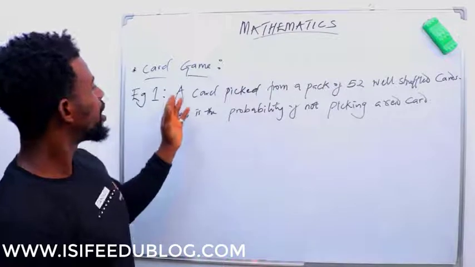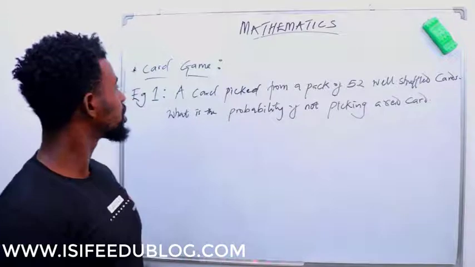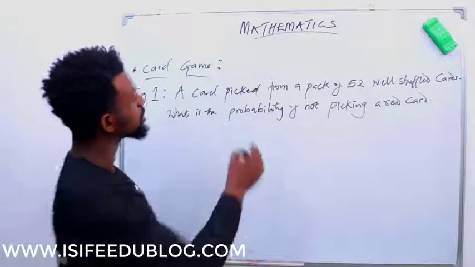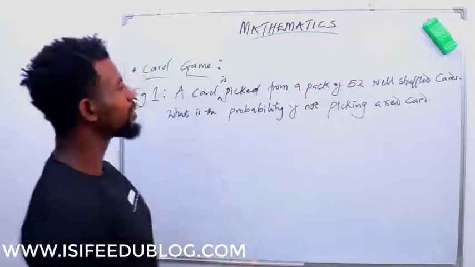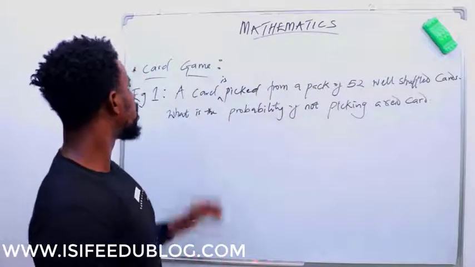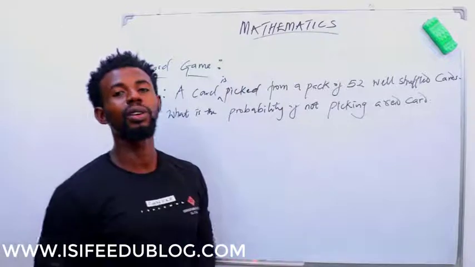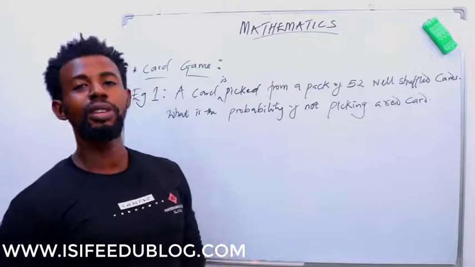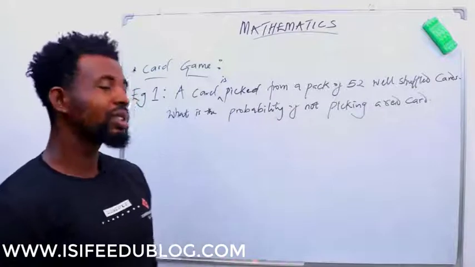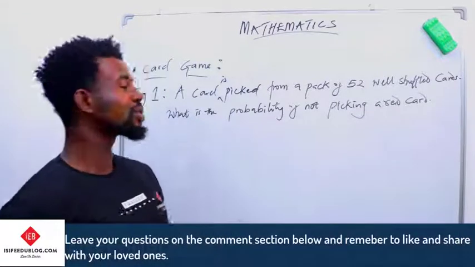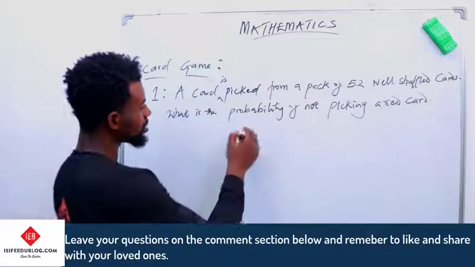Now it says, a card is picked from a pack of 52 well shuffled cards. What is the probability of not picking a red color? Now, this is one of the simplest questions you can see under cards. So let's look at the solution.